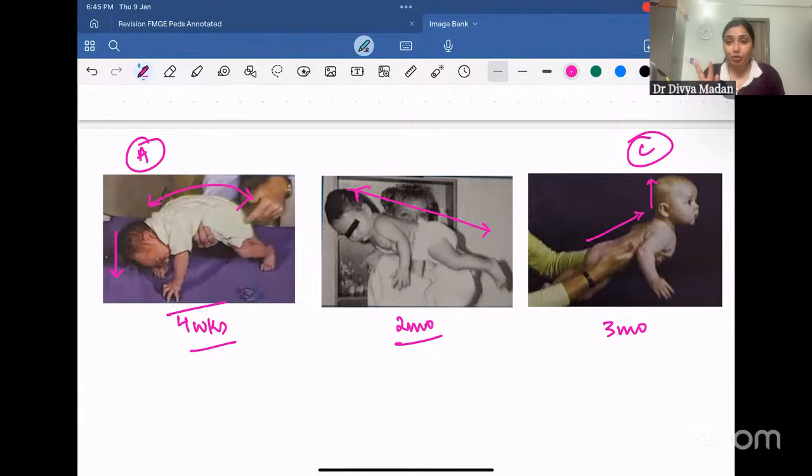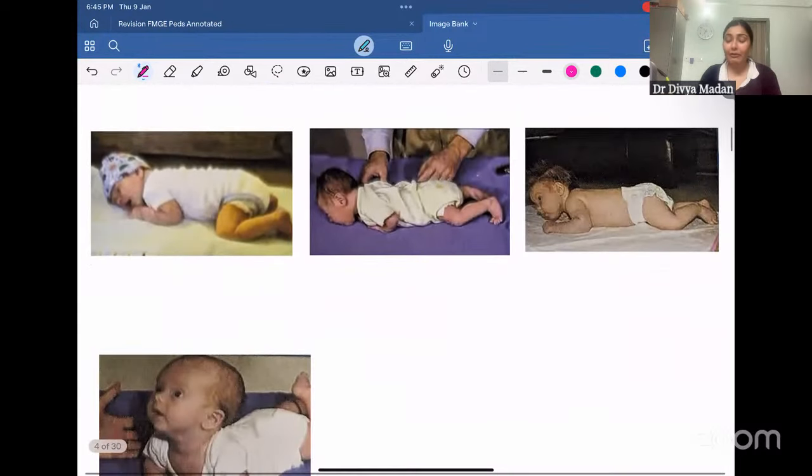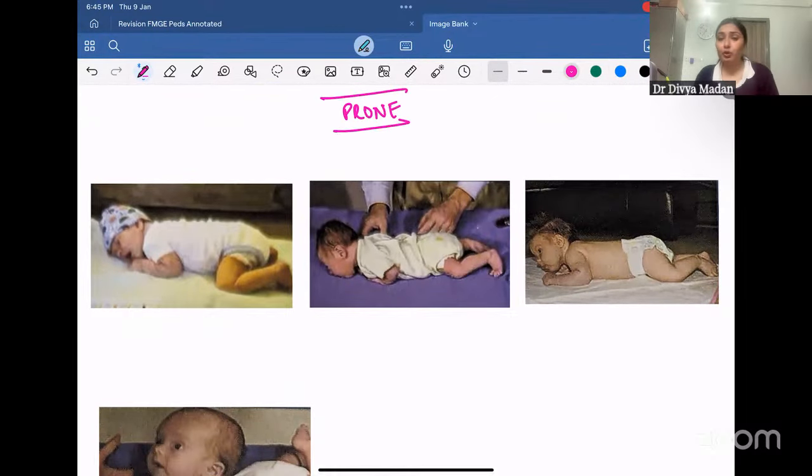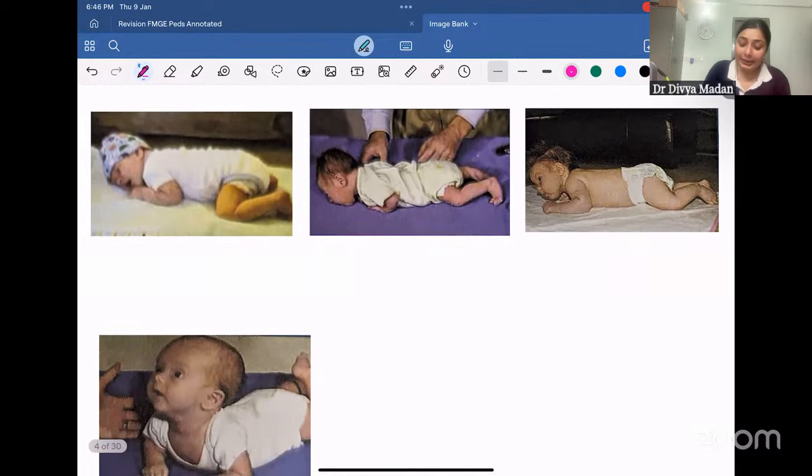So we have discussed two maneuvers. First is pull to sit and the second is ventral suspension. Now coming to the third way in which we are going to assess the development, that is the prone position. We make the child lie in prone position, and depending upon the tone of the child and the ability of the child to lift the head off the ground, we are going to assess the development. Look at this child. The legs are tucked in, right? Flexed lower limbs, flexed hips, flexed thighs, right?